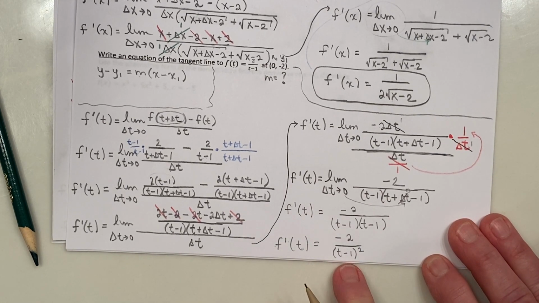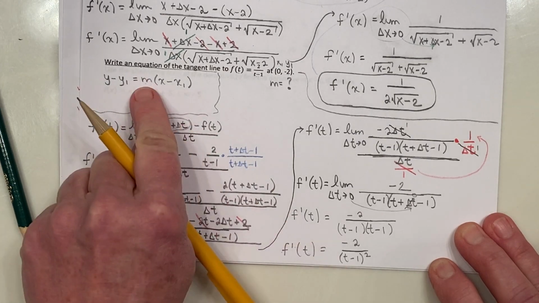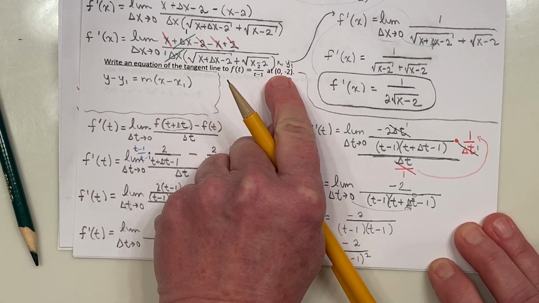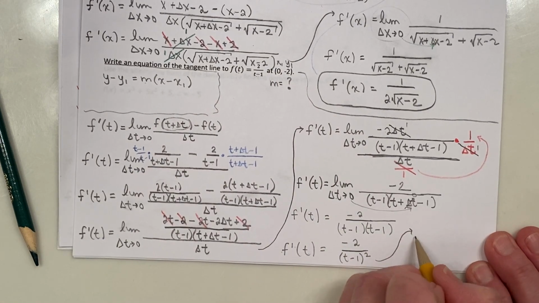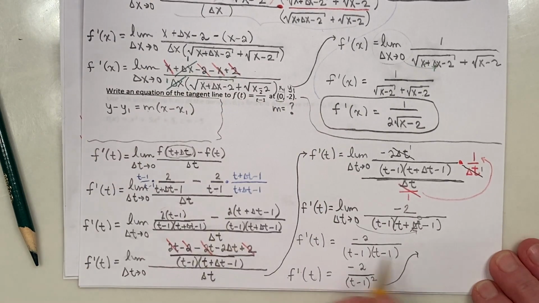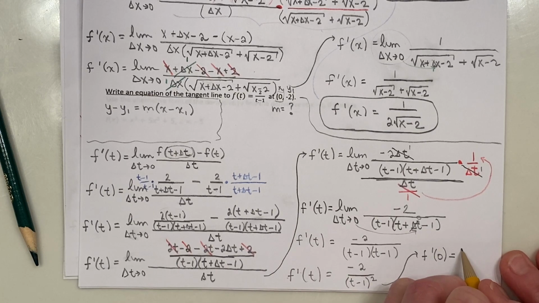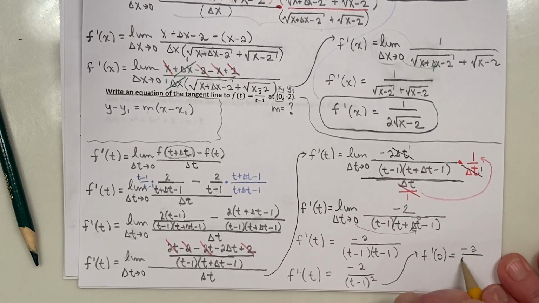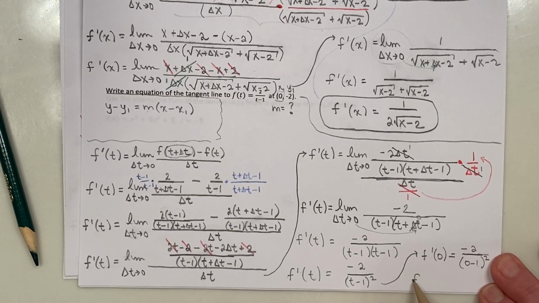So that's the derivative. Remember, we still need the slope to finish this equation. So how do I get the slope? Well, we plug in the t value. In this case, I called it x sub 1. So now let's find the slope of this graph at x equals 0, or t equals 0. So f prime of 0, I've got negative 2 on top, 0 minus 1 squared. That'll be a positive 1 down here. So the slope of the graph at t equals 0 is negative 2, also known as our m value.